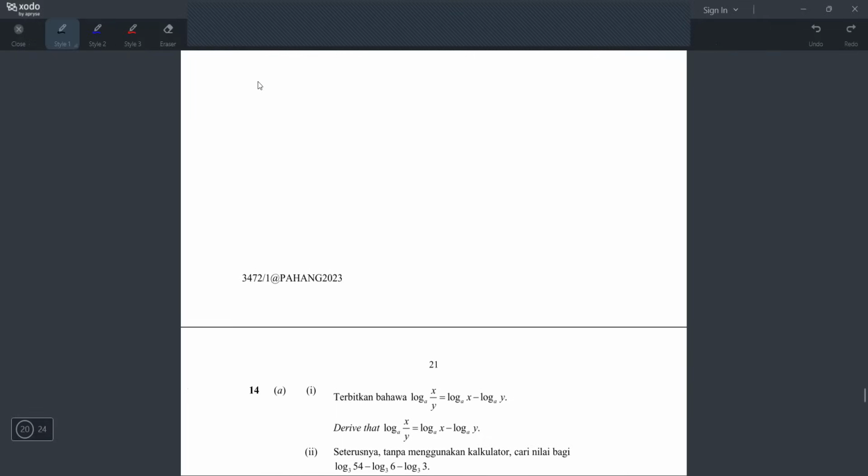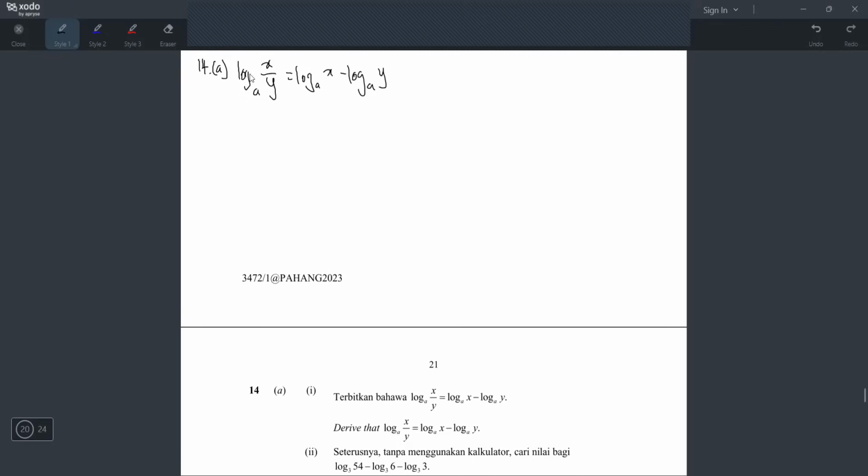Okay, let's continue with question 14. Okay, 14a, the working out right here. All right. So 14a1, they actually want us to derive. Derive means they want you to prove the formula or show the working. I mean, show where the formula comes from. It means you are trying to derive this formula, which is log x over y base a equals log x base a minus log y base a.